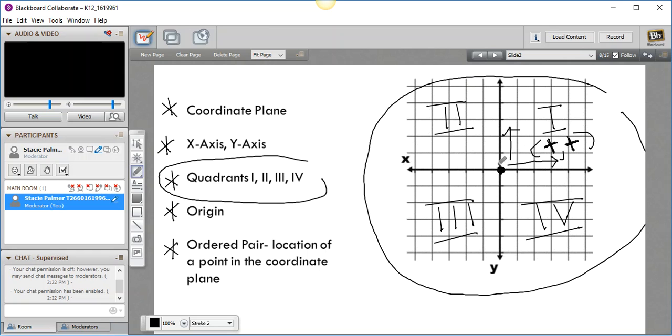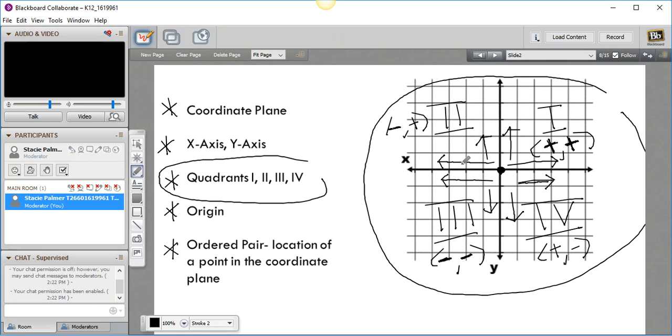Okay, quadrant 2. To get to any of the points in quadrant 2, we're going to move to the left, and then we're going to move up. Okay, so to the left and up. For quadrant 3, we move to the left and down. So any ordered pair in quadrant 3 is going to have a negative x value and also a negative y value. Okay, so to the left and down. And then any ordered pair in quadrant 4 is going to have a positive x value and a negative y value. So to the right and down.